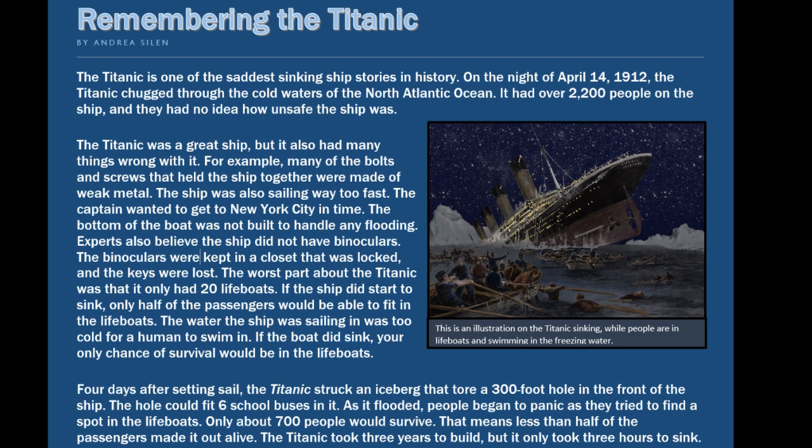The worst part about the Titanic was that it only had 20 lifeboats. If the ship did start to sink, only half of the passengers would be able to fit in the lifeboats. The water the ship was sailing in was too cold for a human to swim in. If the boat did sink, your only chance of survival would be in the lifeboats.